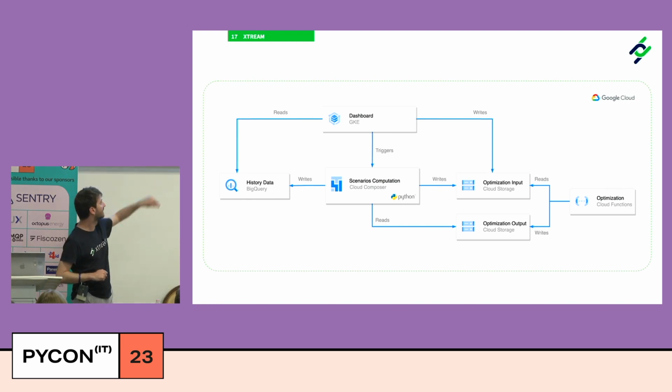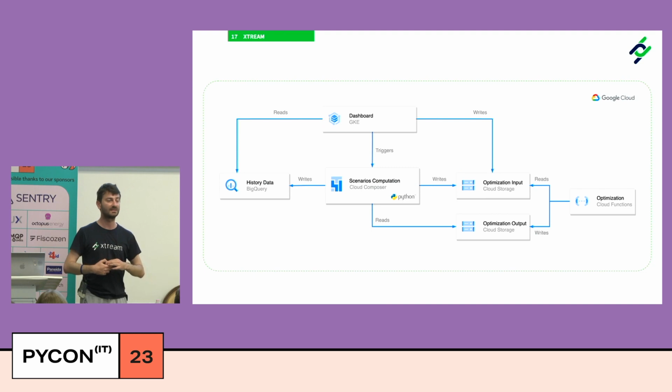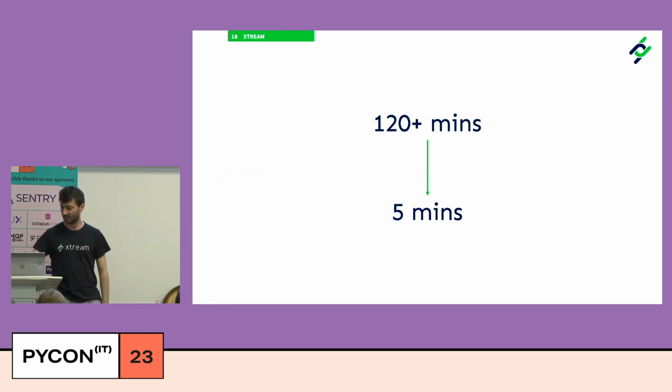Then it writes the results again in another bucket. The orchestrator is polling the bucket. When it has 600 files, it merges all the results, and it goes forward. How long does it take? Well, 5 minutes.